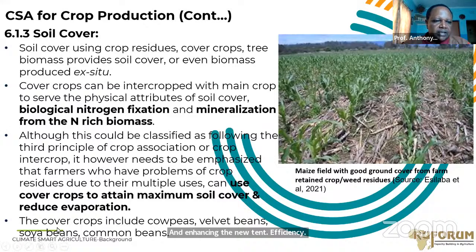So we have certain cover crops like cowpeas, velvet beans, soya beans, and common beans. They tend to be short, they grow fast, and they have a shorter life cycle than the main crop.